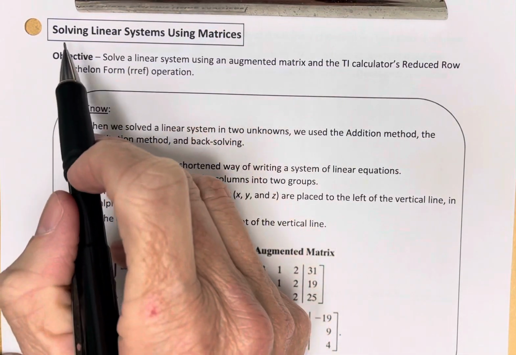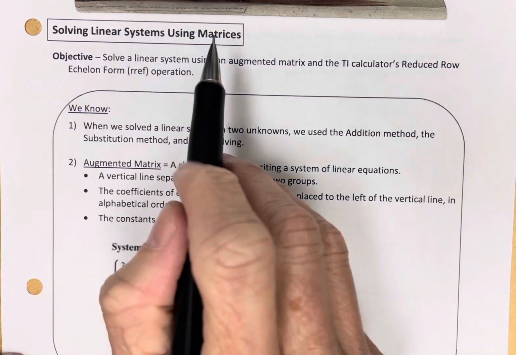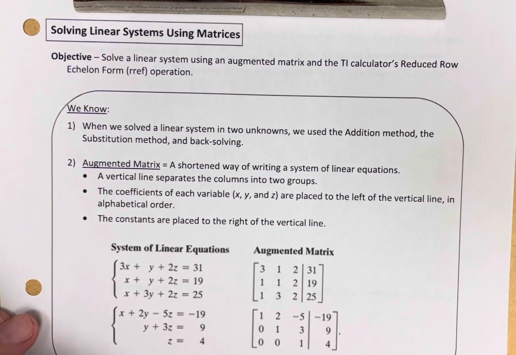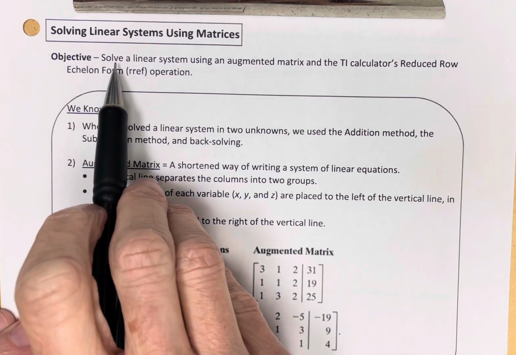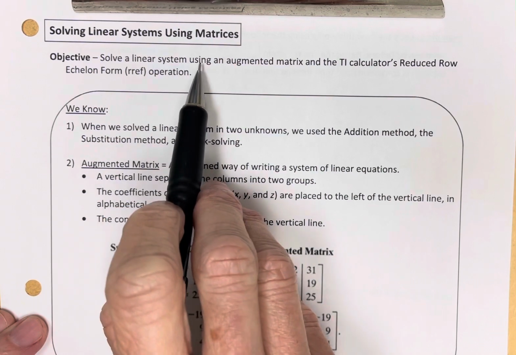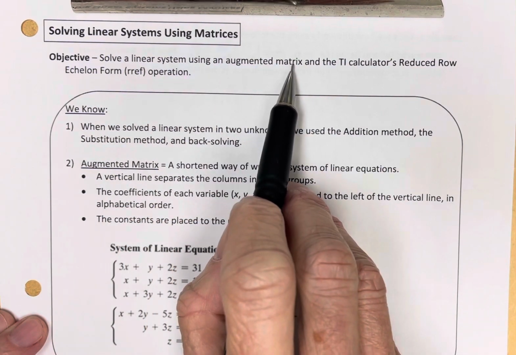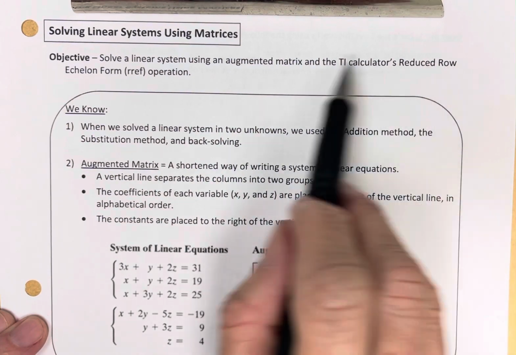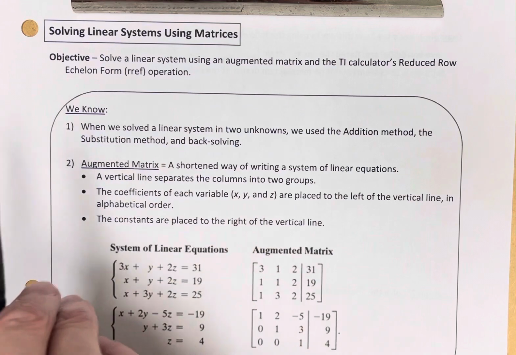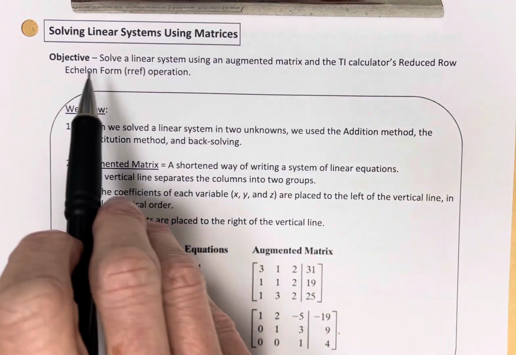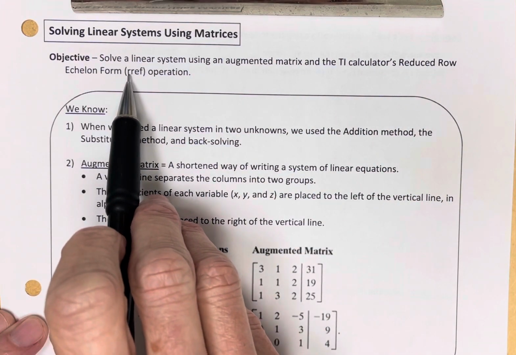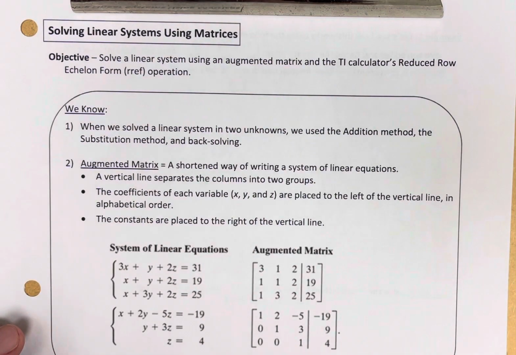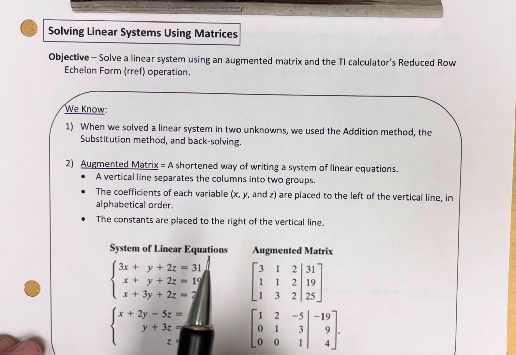Let's talk about solving linear systems using matrices. Our objective: we want to solve a linear system using an augmented matrix and our TI calculator's Reduced Row Echelon Form operation. Reduced Row Echelon Form is abbreviated rref. So we want the calculator to do all the work for us, and it will gratefully do that.